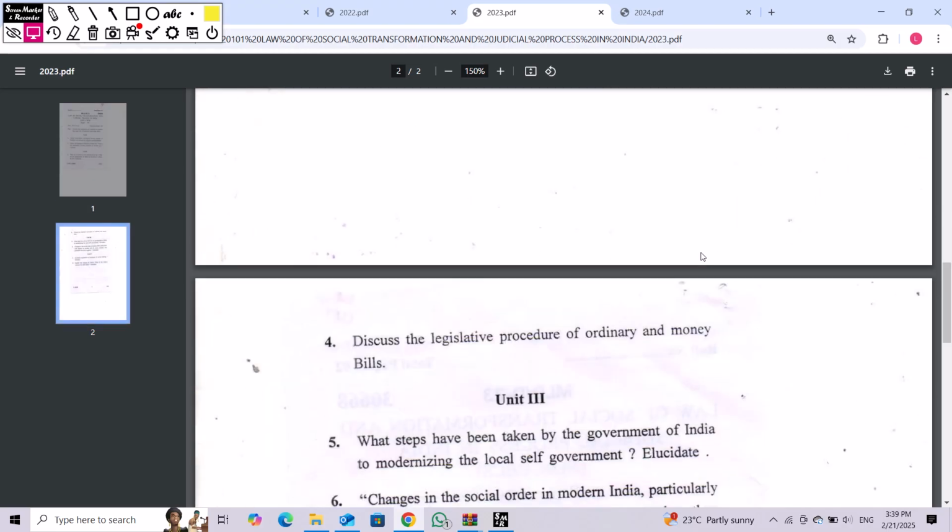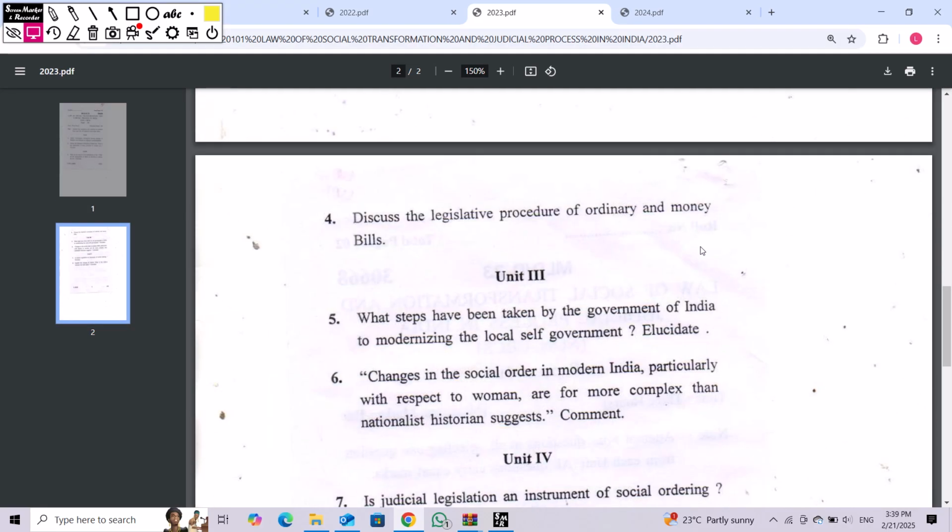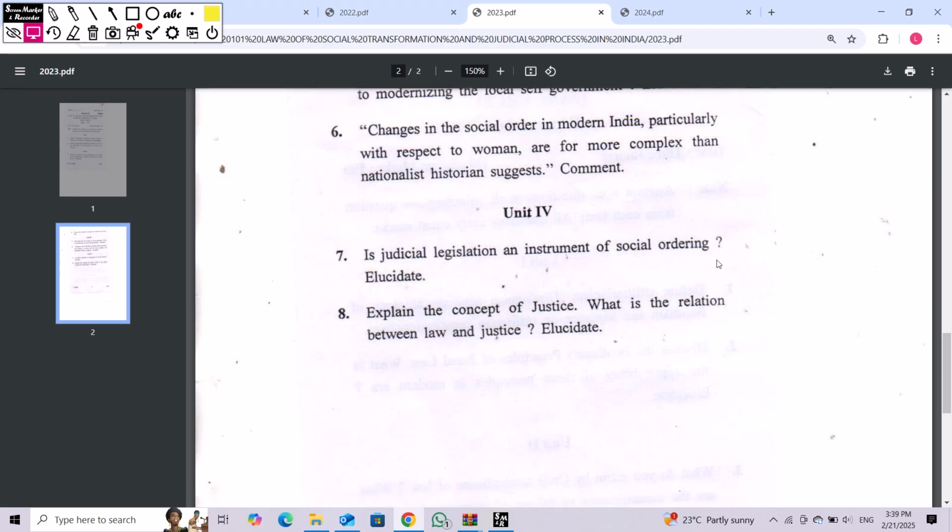And the next question is: discuss the legislative procedure of ordinary and money bills. Unit 3 is: what steps have been taken by the Government of India to modernize local self-government? And next is: changes in the social order in modern India, particularly with respect to women, are far more complex than nationalist historians suggested. And Unit 4 is: judicial legislation as an instrument of social ordering. And next is: explain the concept of justice. What is the relation between law and justice?